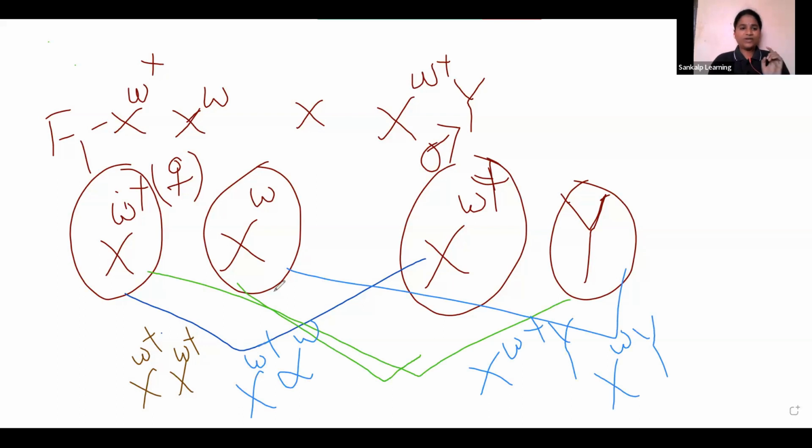So when you observe the F2 generation, guys, XW plus XW plus, is it a male or a female? This is a female with red eyes. This is a female with red eyes. This is a male with red eyes. This is a male with white eyes. So observe carefully. Anywhere did you get a female with white eyes? Yes, all of you.